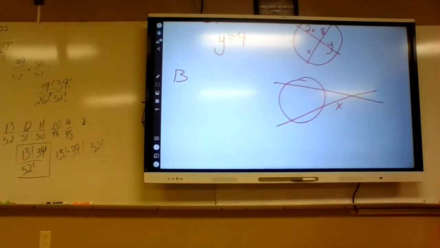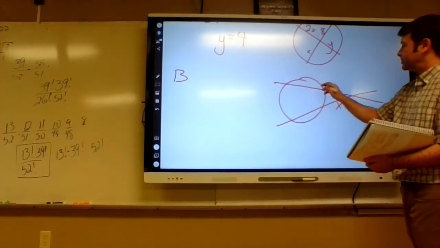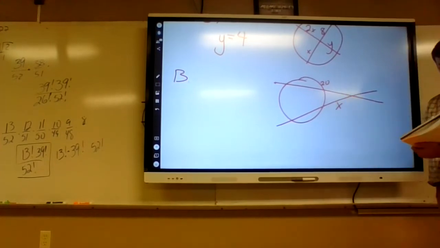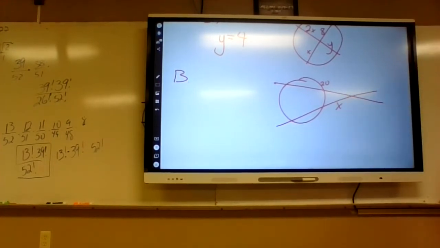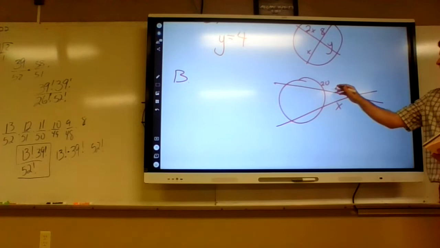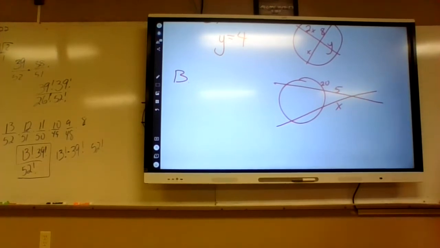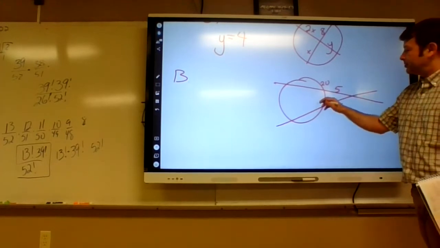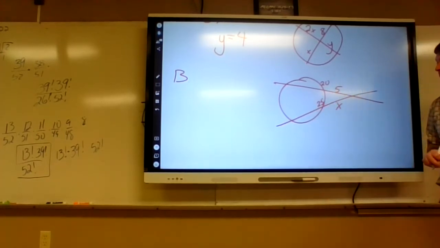AE is 20. AE is the whole thing, so I'll put the 20 kind of in the middle. CE is 5, so that's right there. EB is 25. EB is the whole thing, so I'll put the 25 kind of towards the middle.